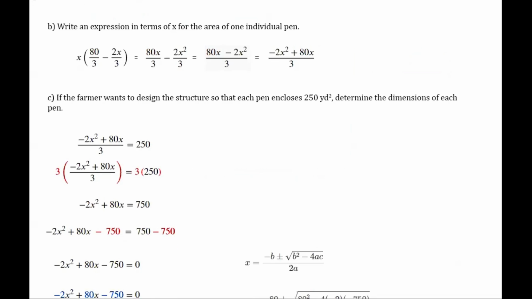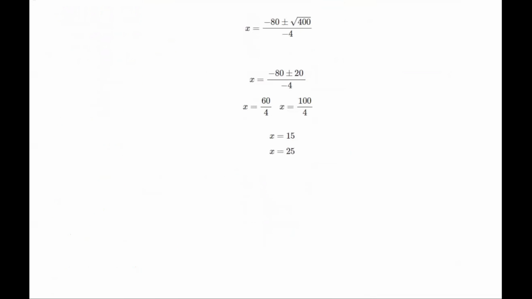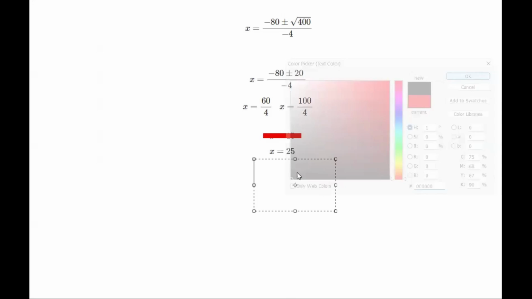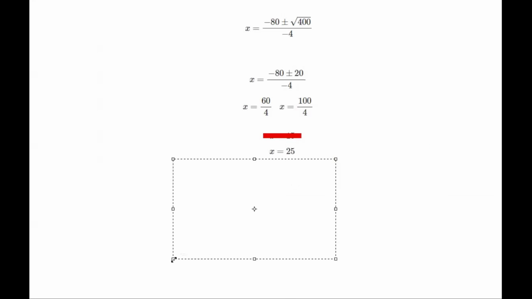So when they ask for the dimensions of a pen, x can't be 15 because that didn't work out. It's going to have to be x equals 25. And we found out that if x is 25, then y equals 10. So the dimensions are, let me write this out. Usually for these kinds of word problems, you want to write it out in full sentences. So the dimensions are 25 yards by 10 yards. That's what it has to be.